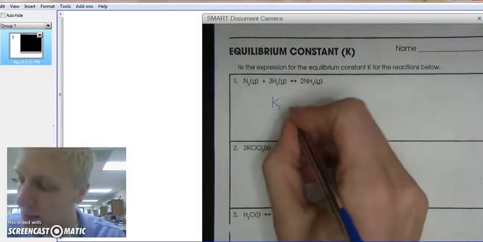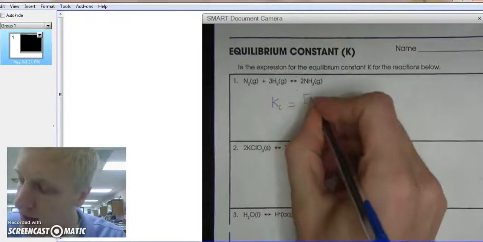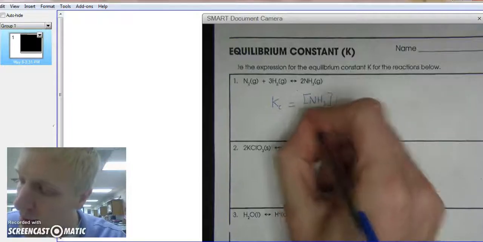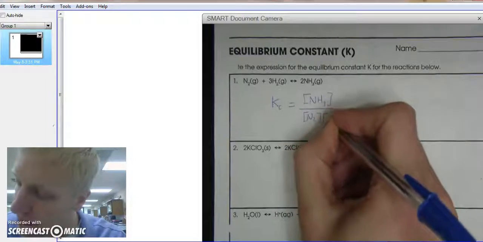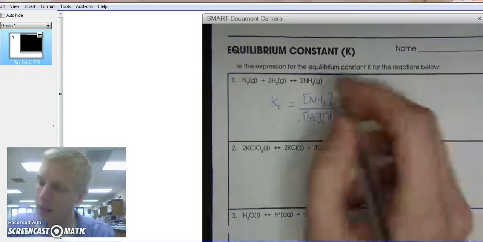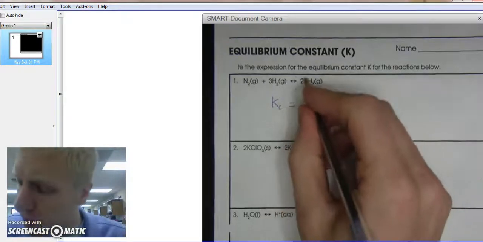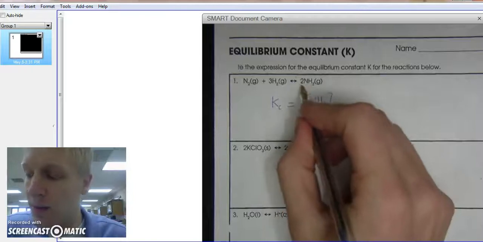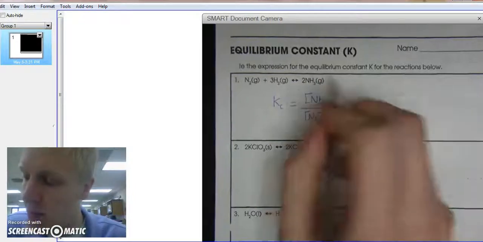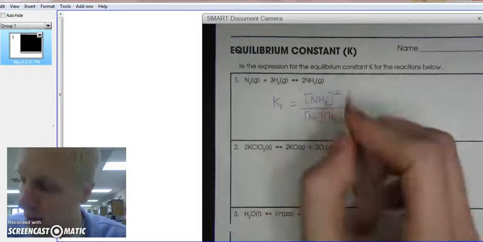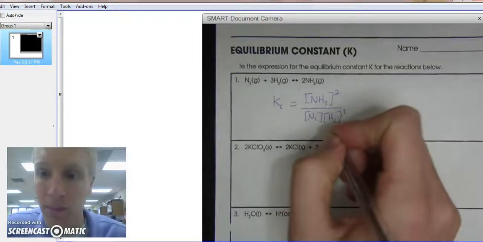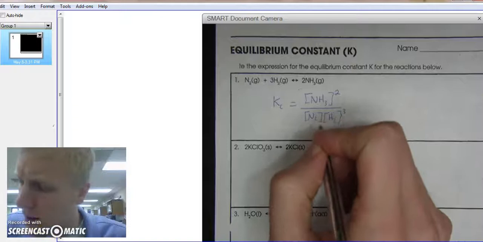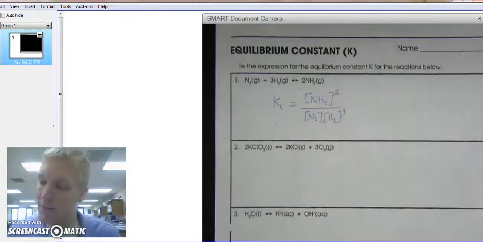Equilibrium constant Kc equals the concentration of the products over the concentration of the reactants. And we need to write the orders, or also known as the coefficients, as the exponents. So our product, we have two NH3s, so we're going to write that as our exponent. And our hydrogen, we have 3 H2s, so that's going to be our exponent of the H2. And N2, there's just 1, so it's an exponent of 1, basically. Alright, and that is my equilibrium constant K expression.